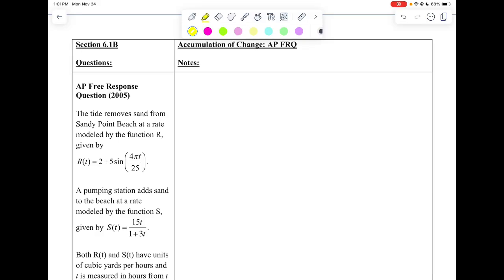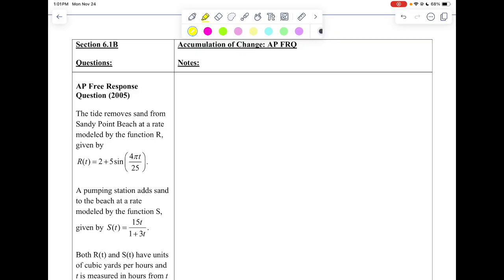Hey everyone, in this video we're going to talk about section 6.1b, which is going to have us look at an AP free response question dealing with accumulation of change. So hopefully the content itself in this video is almost all review, but the new thing that I want you to take away from it is how can I utilize my graphing calculator strategically.